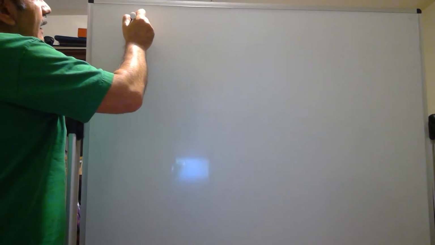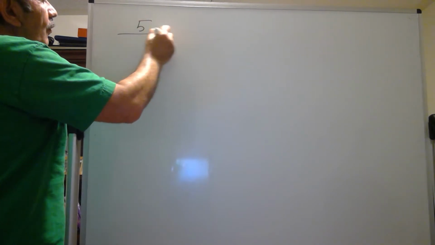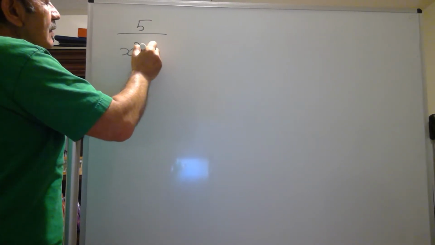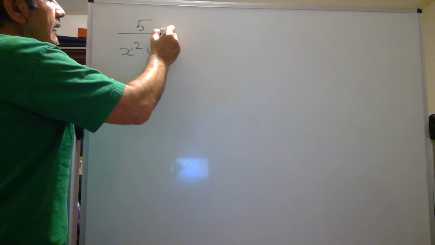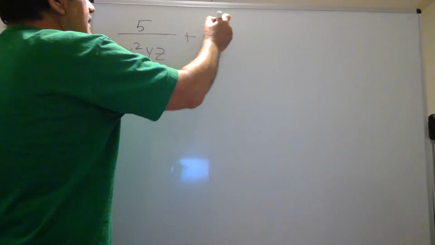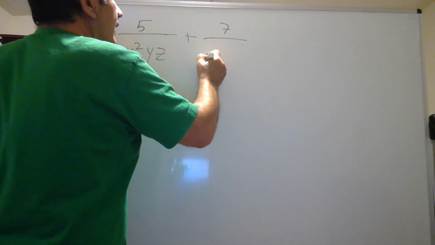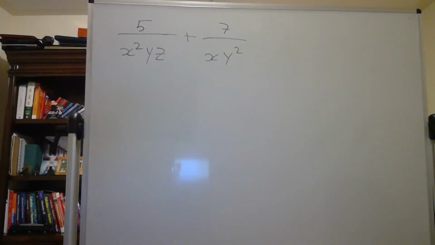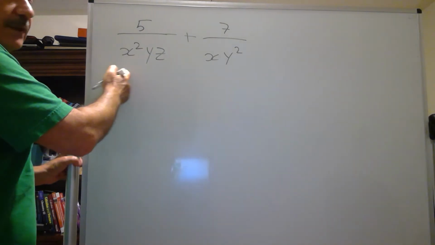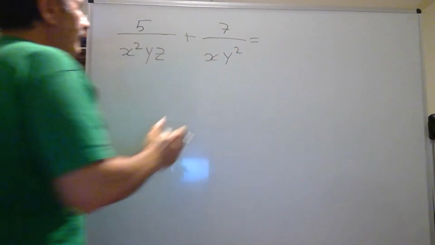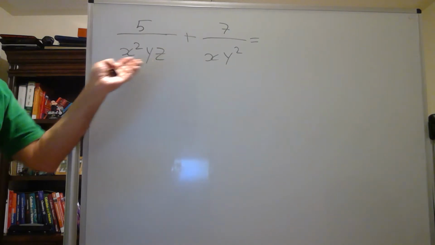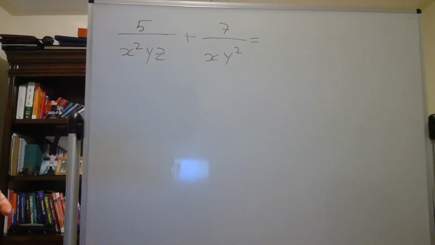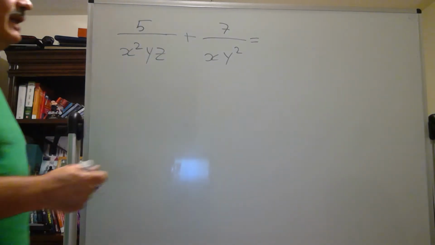Let's say 5 over x squared y z plus 7 over x y squared. Let's say we want to add these two fractions. Now find the LCM. All of them are in factored format, prime factors. We cannot factor them anymore. So what is the LCM?